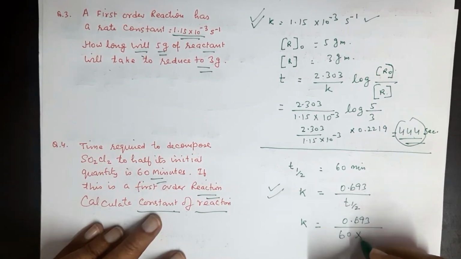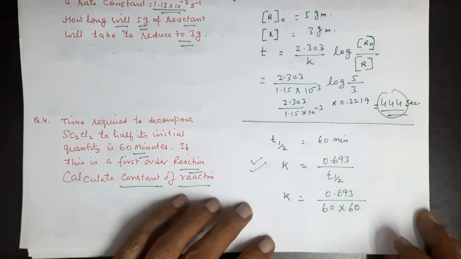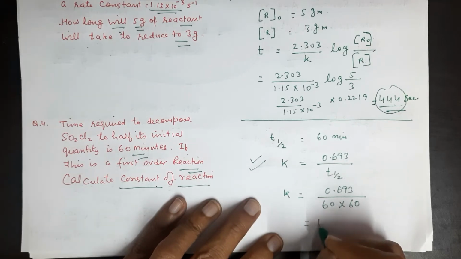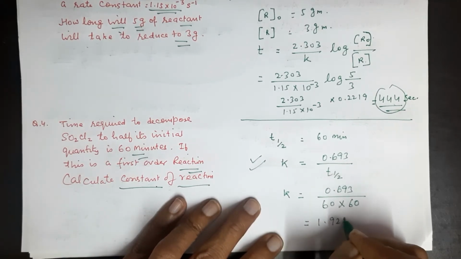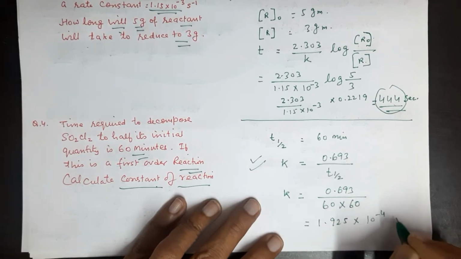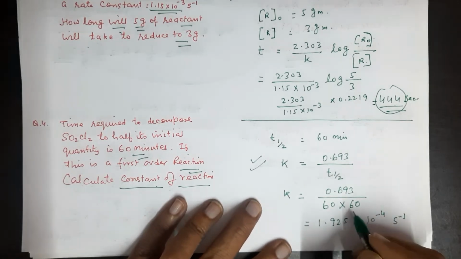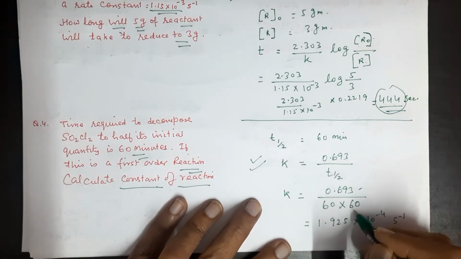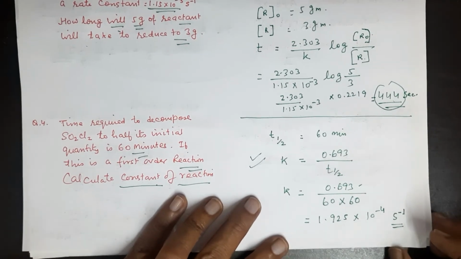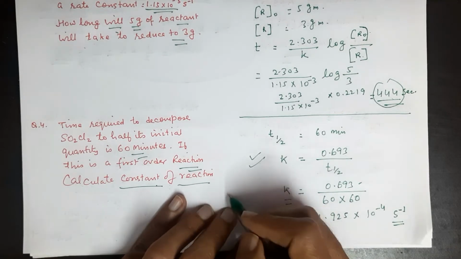K is 0.693 divided by 60 minutes. And when it is converted into seconds, 60 into 60. And when we calculate it, it will come out to be 1.925 into 10 raised to the power minus 4 per second. Because this is a first order reaction, the unit of K will be per second, second inverse.